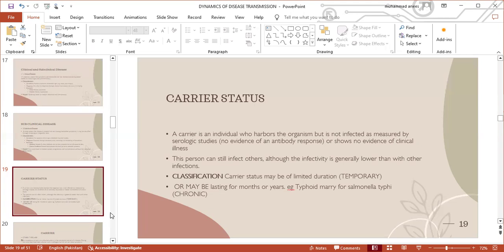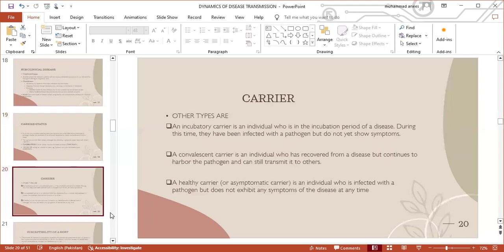Classification of a carrier: it can be a temporary carrier or a chronic carrier. Temporary carrier status may be for a limited duration of time, and in case of chronic, they will be lasting for months or years, as in the case of Typhoid Mary, for Salmonella typhi. Other types are incubatory carrier, convalescent carrier, and healthy carrier.